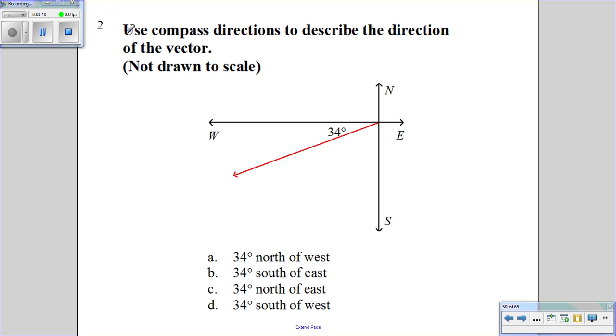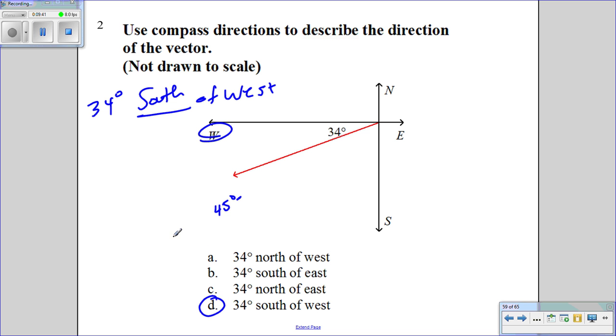Here's another example here. Use compass directions to describe the direction of the vector. Again, the midway point is 45 degrees, and clearly this is closer to west, so it's of west. 34 degrees, something of west. Now, is it north of west or south of west? Clearly it's below west, so I know it's going to be south of west. So 34 degrees south of west would be choice D.